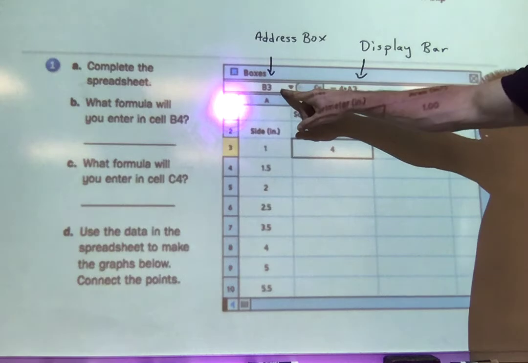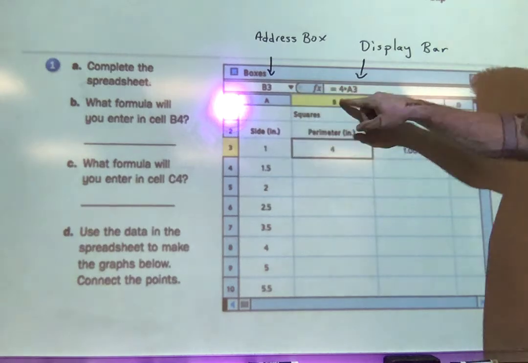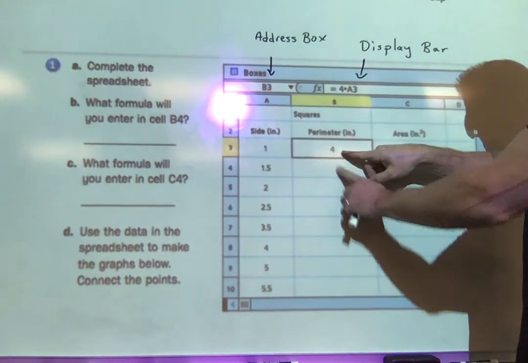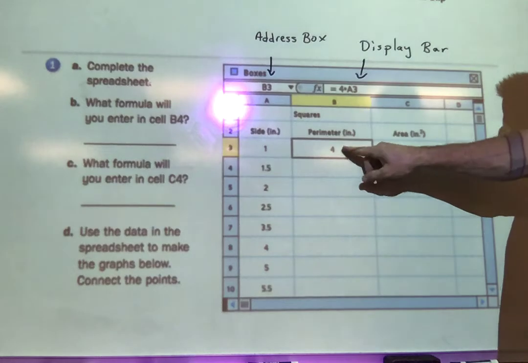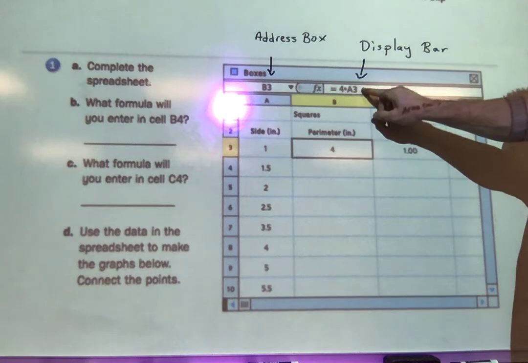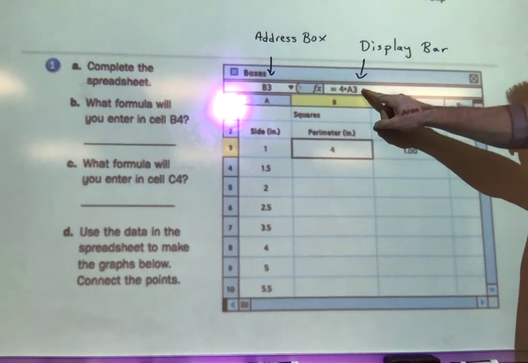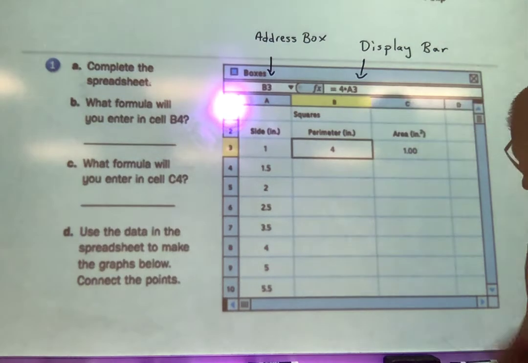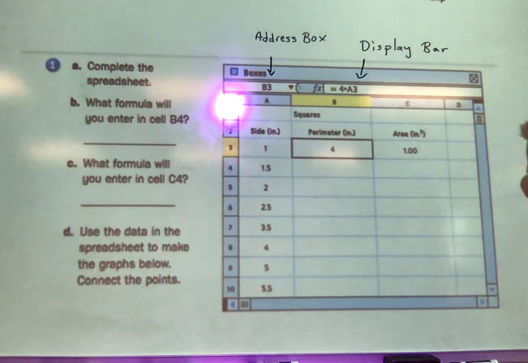Up in here in the spreadsheet, this is your address box. So like B3 means I'm right here at this location. It's the address, where this is at. Okay, this display bar, when I click on there, the display bar comes up and we can program formulas in there to tell us to calculate things. It can do algebraic formulas for us, so we don't have to do them all by hand. The program will just do it for us.